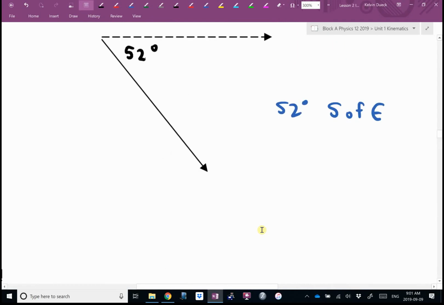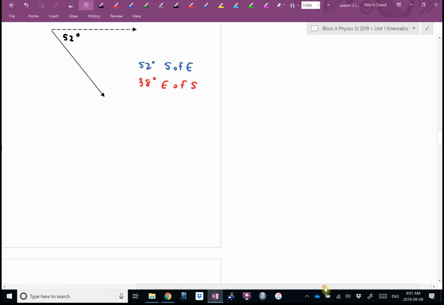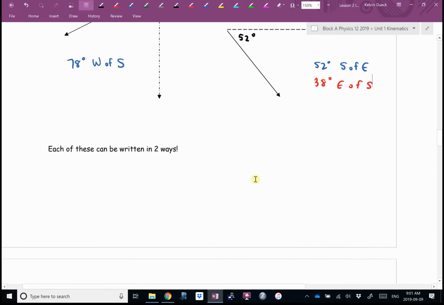52 degrees south of east, 38 degrees east of south. Okay. So that's how we can do directions.